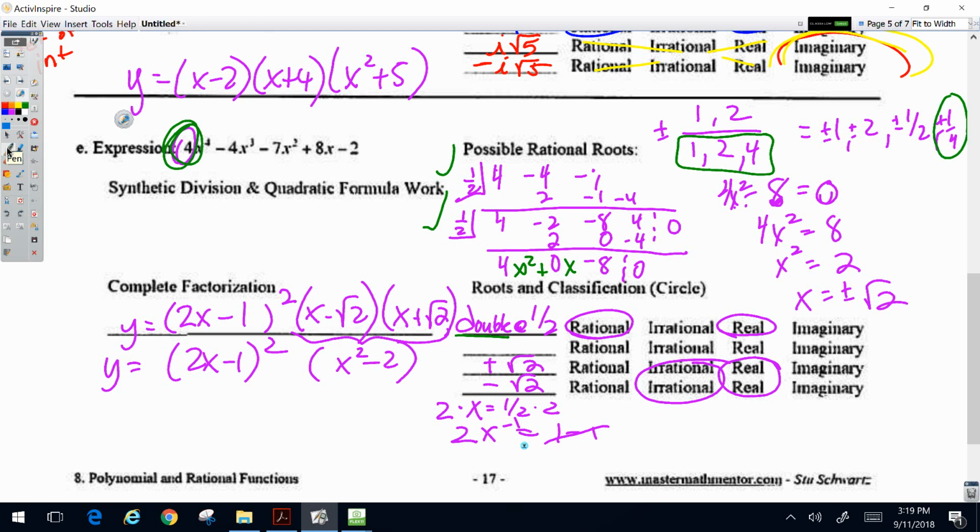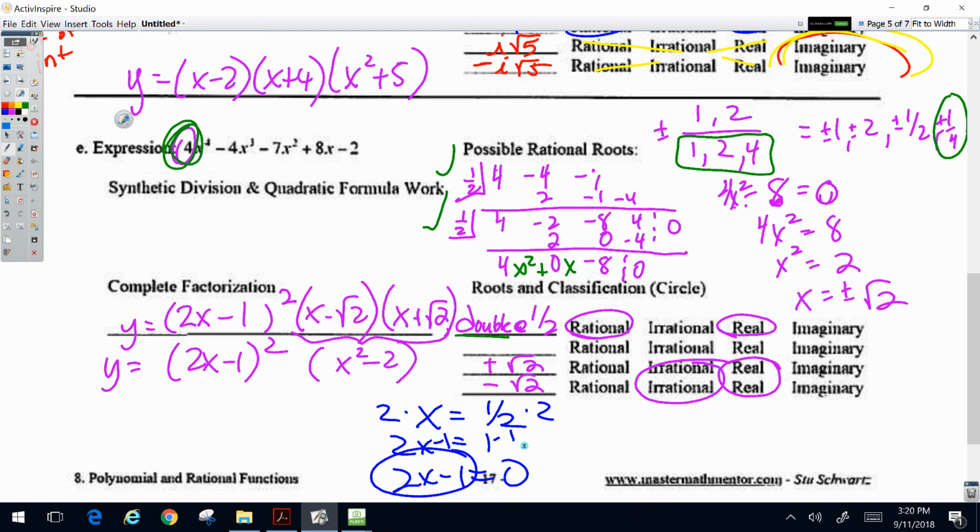So, and then one more thing I want to go over. When it's a fraction, we talked through this yesterday. Let's talk through it one more time. When it's a fraction, our root is 1/2. We have to undo that. We have to undo the fraction. So the first thing we do is multiply both sides by 2. And we get 2x equals 1. And then we subtract the 1. So 2x minus 1 equals 0. This is my factor. 2x minus 1. And because it's a double, it is squared.